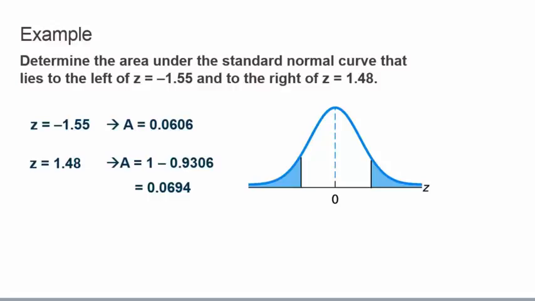Now to find my total area, since I want the area to the left of z equals negative 1.55 and to the right of z equals 1.48, I need to add my two areas together. A equals 0.0606 plus 0.0694, so my final answer is 0.1300.